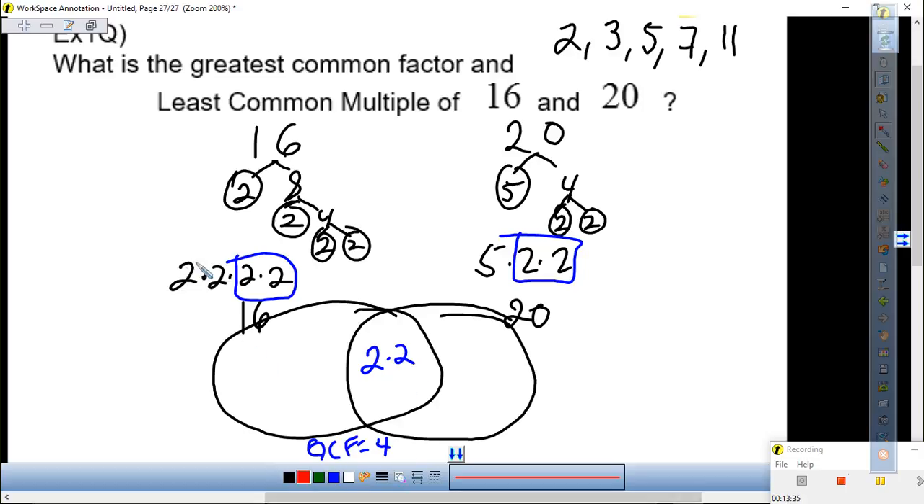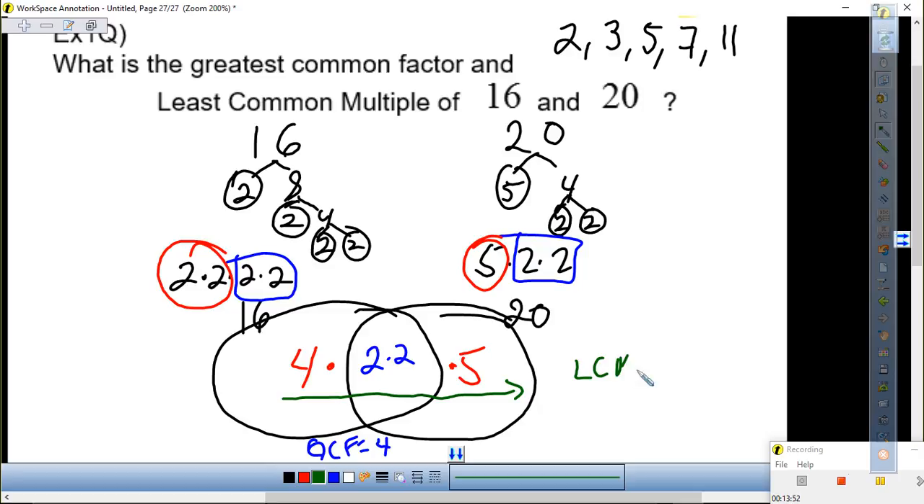What's left over on this side? 4. 2 times 2, which is 4. I'll write it as 4, but if you want to write 2 times 2, that's fine. What's left over on this side? 5. Put a little multiplication. And now we can find our LCM.